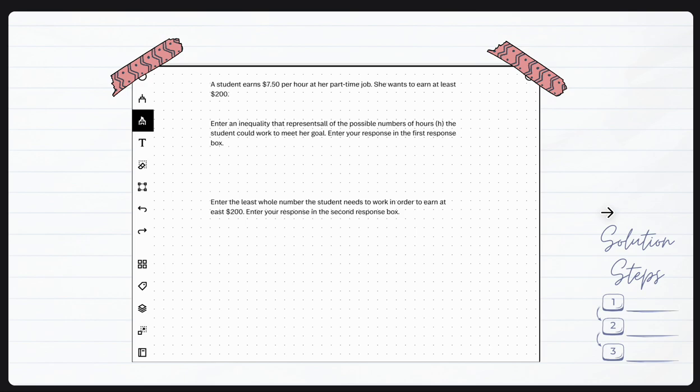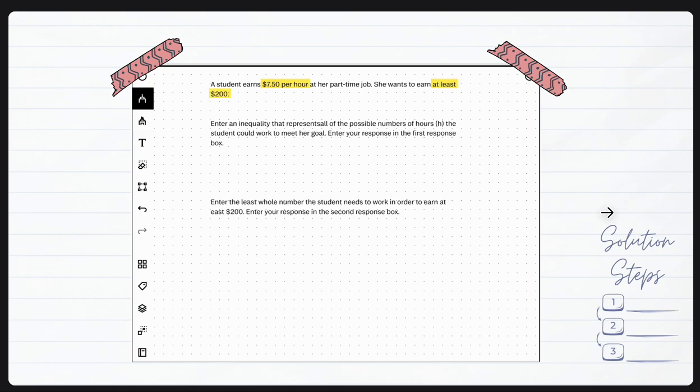A student earns $7.50 per hour at her part-time job, and she wants to earn at least $200. Notice that as I'm reading, I'm highlighting the key terms and numbers, because for math, usually I will need to pull those numbers once I understand the question. The next part is: enter an inequality that represents all of the possible numbers of hours H the student could work to meet her goal. Enter your response in the first response box.